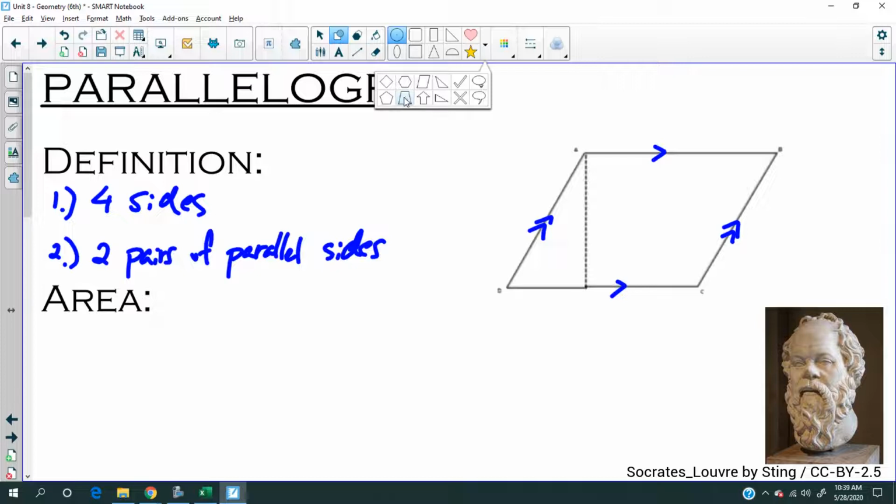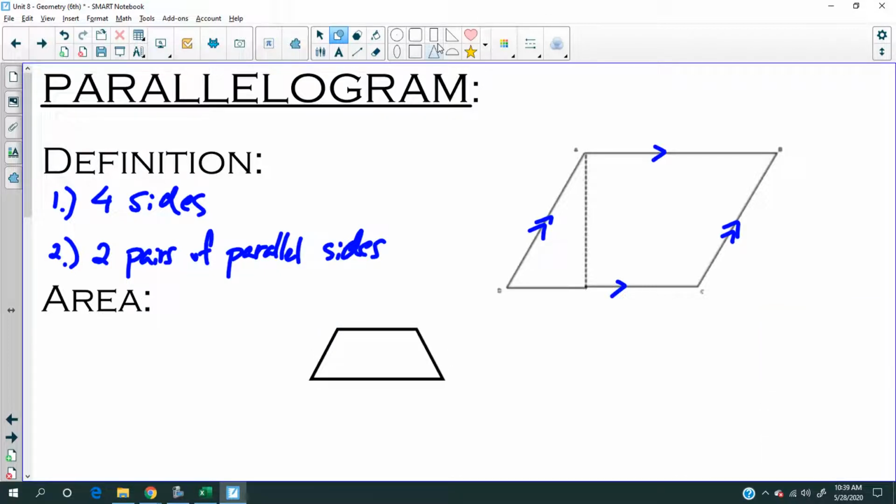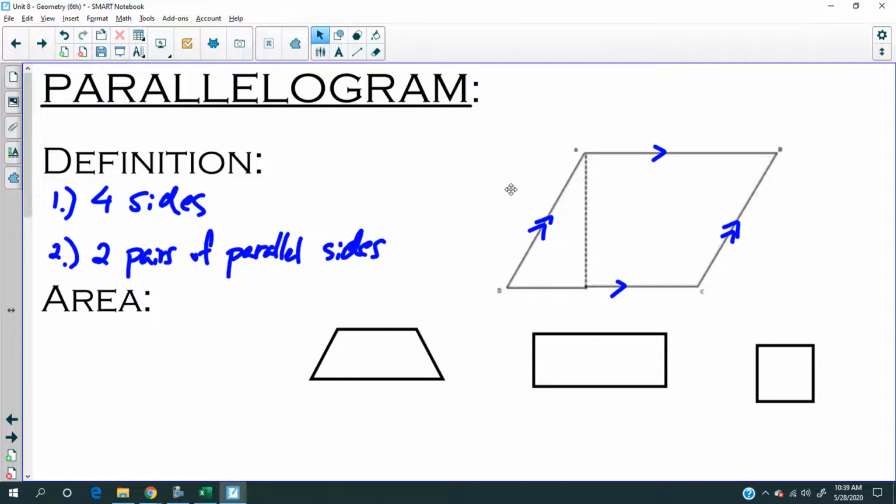Now, let's compare this to a trapezoid. We'll also compare this to a rectangle, and then we'll compare this to a square. So now they're all gonna face off against one another. See if you remember, without looking, because today is a bit of a review also.